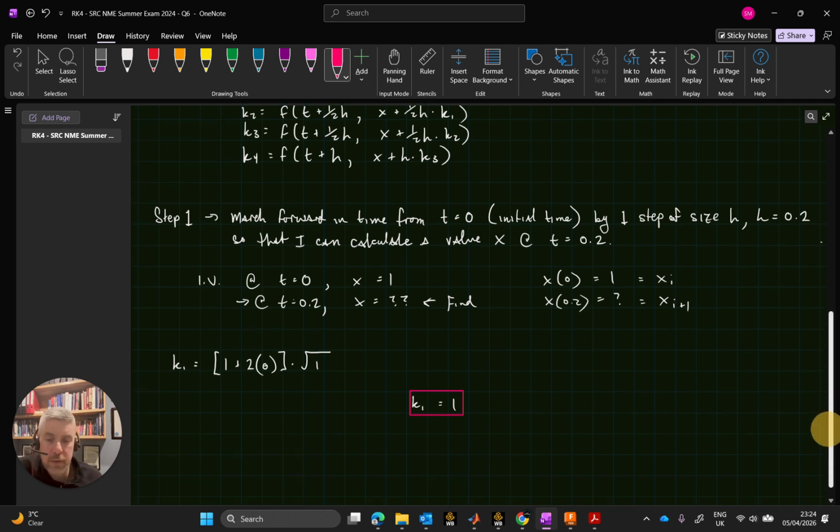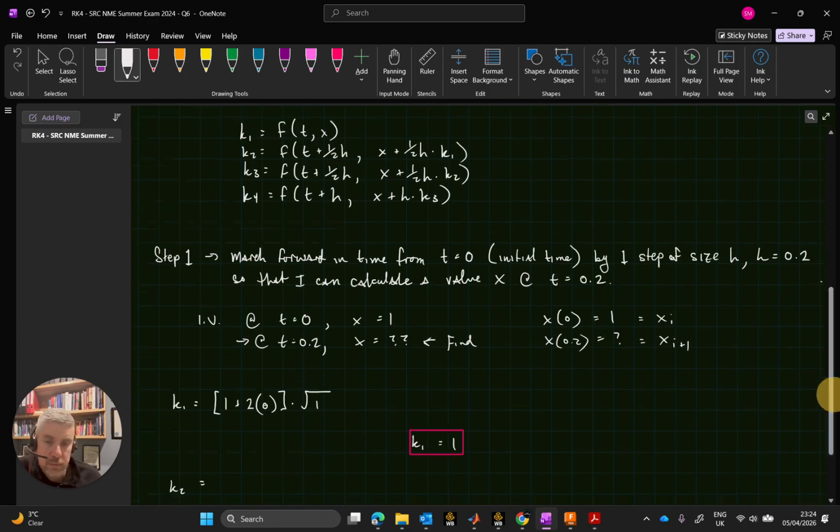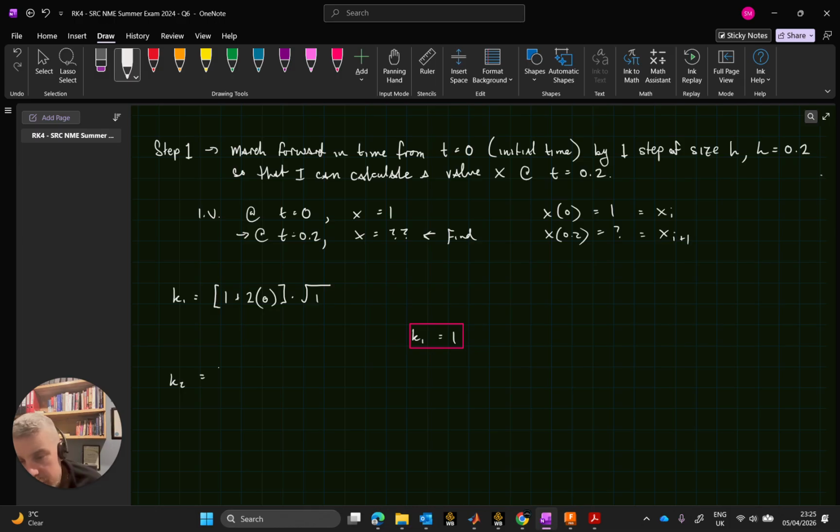All right. Now, what about k2? k2 itself is equal to the function, but I need to adjust the t value because I need to add on half of h, and I need to adjust the x value, which is x plus half h times k1. Let's try that. So it's equal to my function, which is 1 plus 2 times my t value. So my t value in k2 is going to be 0 plus 1/2 of my step size. 1/2 of my step size is 0.1.